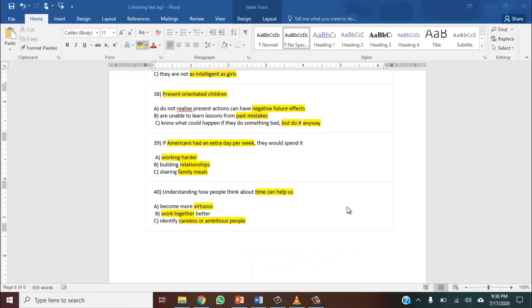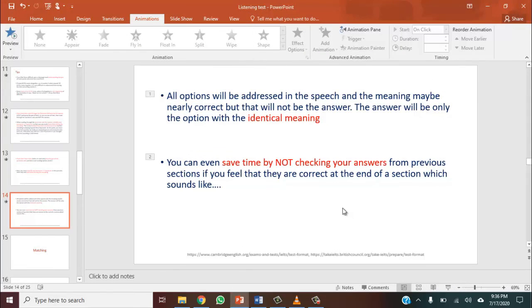Now here, the recording says that time can benefit us if we are cooperating with each other. This is also a synonym, which makes option B the answer. So these were some of the tips and tricks which I wanted to discuss for the multiple choice questions. I hope that you found them useful.